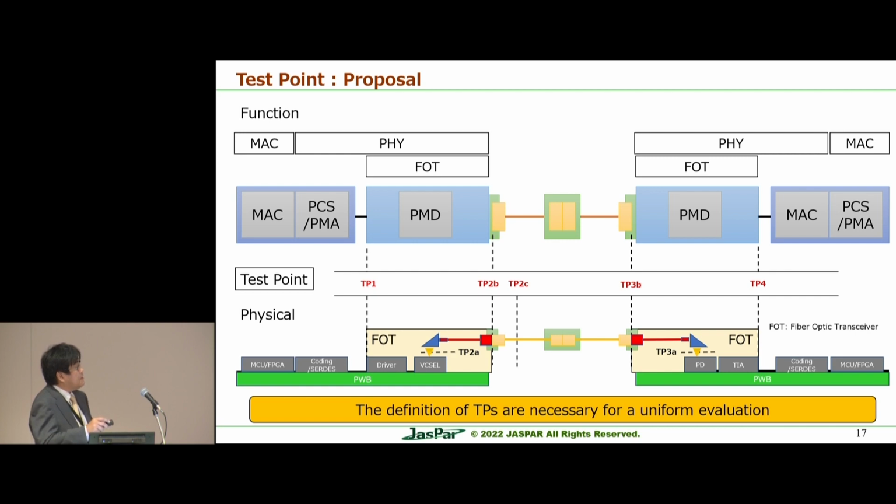And also the TP3 means the other side of the optical connectors. And then the TP4 is similar to the TP1, which is a test point at the TIA. TIA means converting from current to voltage, and TP4 needs to be specified. In that case, the definition of the TPs is necessary for uniform evaluation. I mean, we are also thinking about interoperability, of course. Then these test points will be needed, but it depends on the solution.